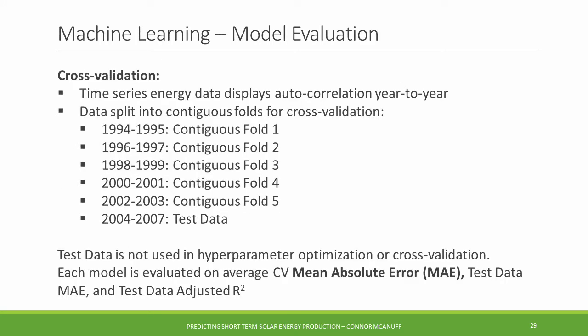When deciding on a method of model evaluation, it is crucial to consider the type of data being used. In our case, the data is time series and displays autocorrelation from year to year. For cross-validation testing, instead of randomly generated folds, folds are split manually, segmented at year beginnings and ends. This choice was made to ensure temporally distant samples exist in each fold. The data is split into 5 contiguous folds with the test set removed for final validation. This test data is not used at all in hyperparameter optimization or cross-validation.